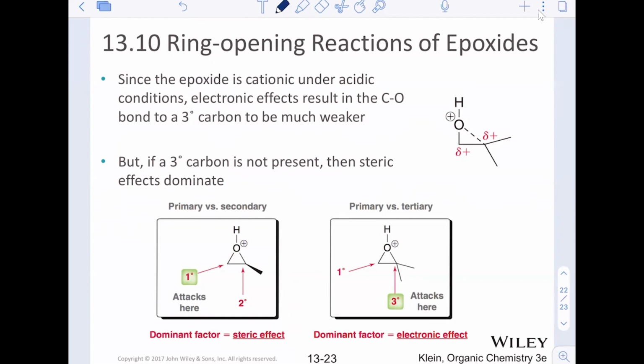So plan of attack, tertiary is always first to be attacked for a weak nucleophile. If you do not have a tertiary, then you will attack a primary. Finally, the last carbon that you would expect to attack is the secondary. It's a little bit bonkers. However, it's determining what effect is dominant here, the electronic effect, tertiary, or the steric effect, primary.